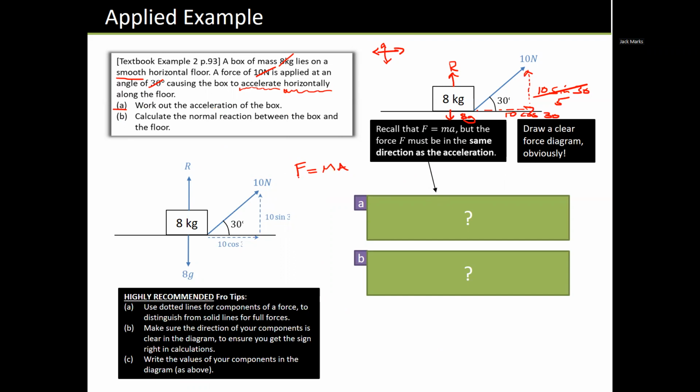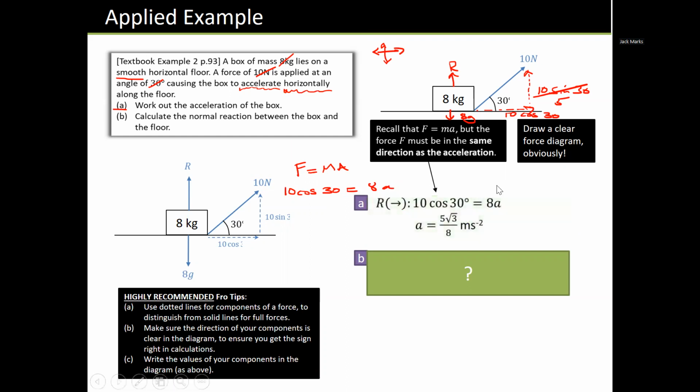Write out the resultant force, always the resultant force, horizontally. Well, there is only one force, which is 10 cos 30 in this case. There's nothing else to write with that one there. M is 8, and a is what we're trying to find. So that's the equation that we need to solve. And there's your answer there on the screen. Better to leave things in exact form typically. Cos 30 is root 3 over 2, so you can get that result there.